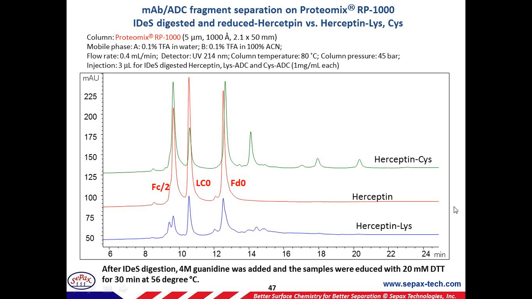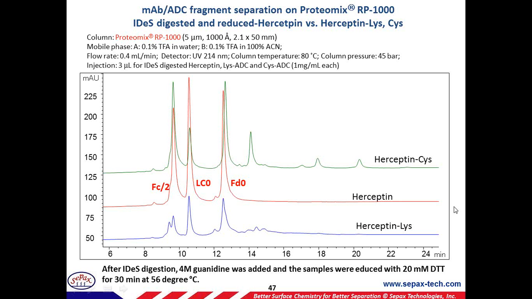The polymer-based reverse phase chromatography provides really high throughput resolution and fast analysis for the intact mAb and ADC fragments, with online mass spec capability. So unconjugated mAb also can be readily separated from the ADCs.